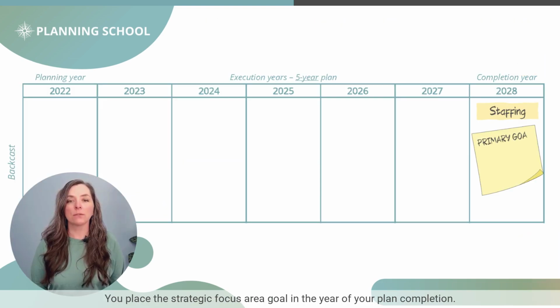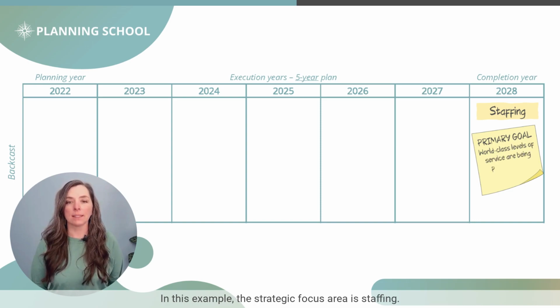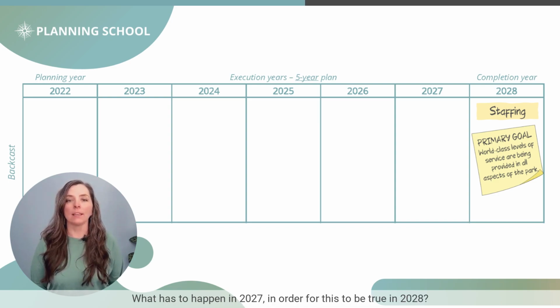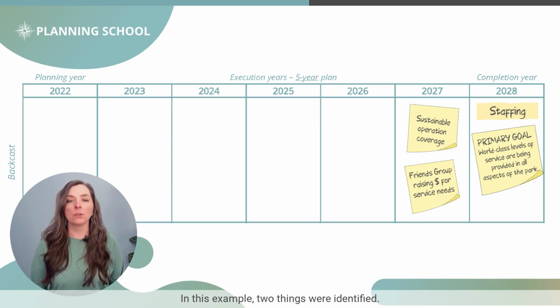You place the strategic focus area goal in the year of your plan completion. In this example, the strategic focus area is staffing, and the goal is world-class levels of service are being provided in all aspects of the park. The next step is to simply ask, what has to happen in 2027 in order for this to be true in 2028? In this example, two things were identified. Operations need to be covered in sustainable ways, and the friend groups should be raising money for service needs.